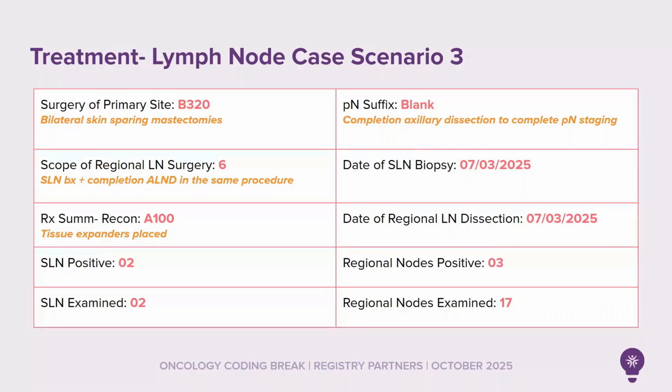since both were done. And the regional node positive will be 03. This records the total number of positive lymph nodes from both the sentinel lymph node procedure and the regional dissection, and 17 nodes are examined.